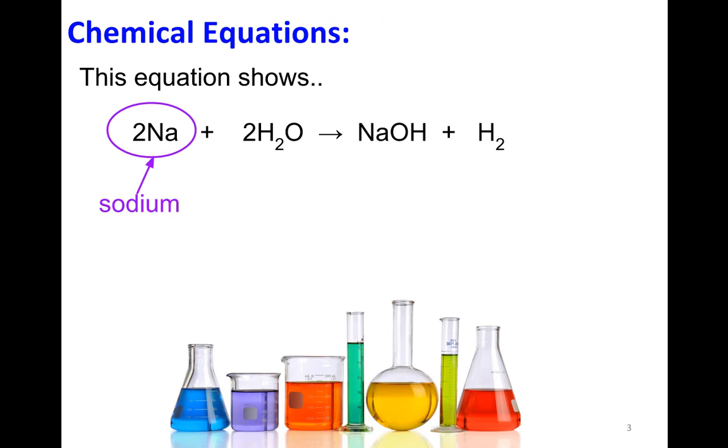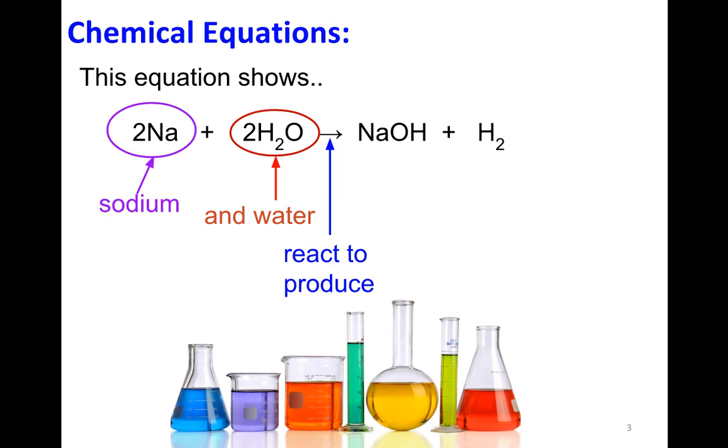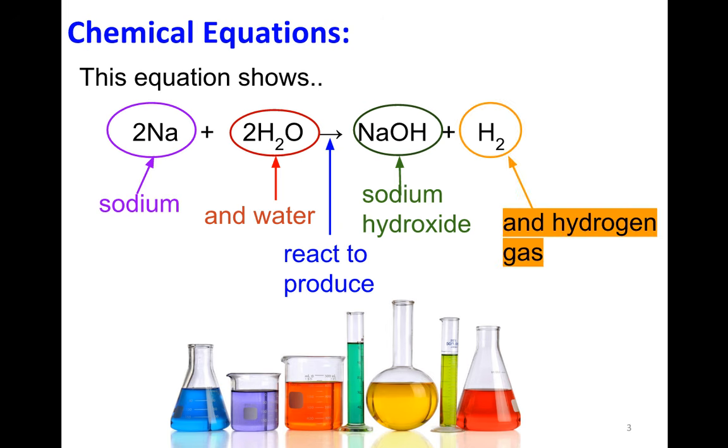We start with some sodium. We added some water to it. And those two things, they react to produce this stuff called sodium hydroxide, which is the major ingredient in drain cleaner, and it's used in a lot of manufacturing stuff. And this is hydrogen gas, which is explosive. So that's what our chemical equation is, just so you have a clue what you're looking at.